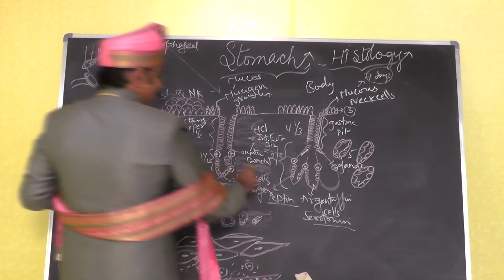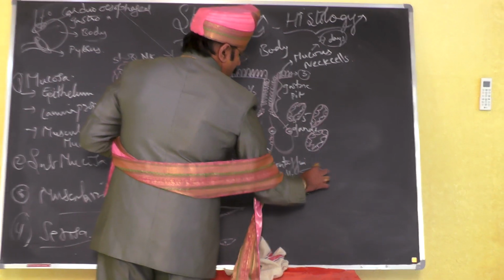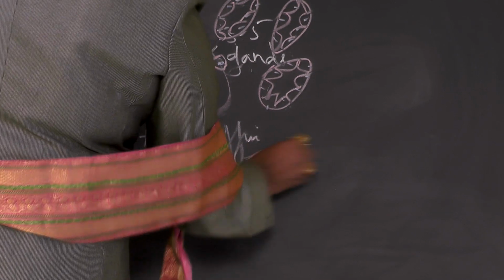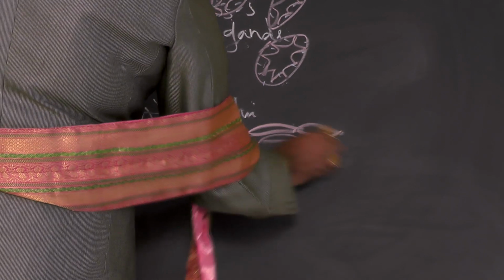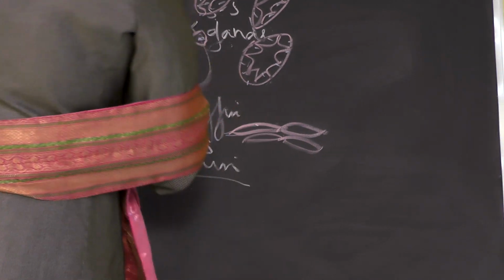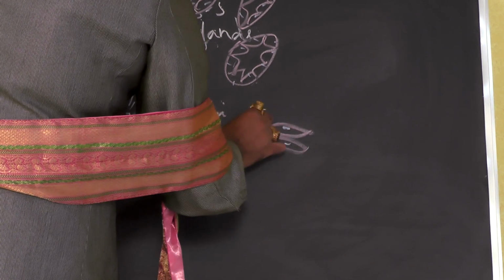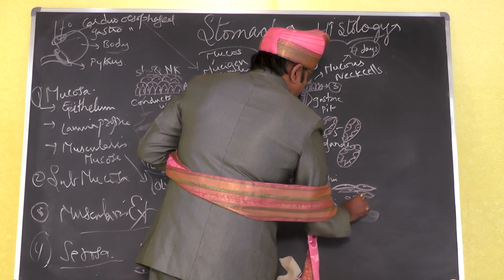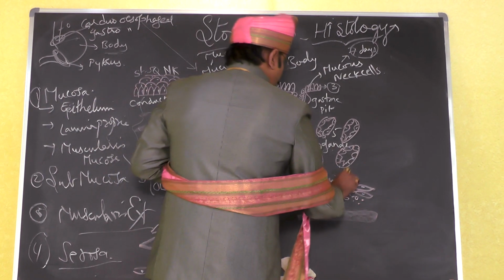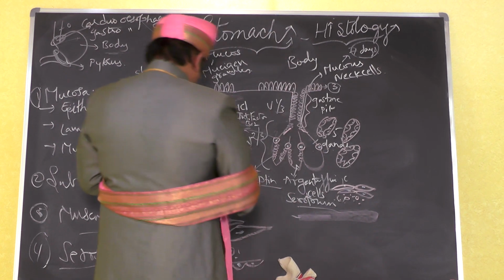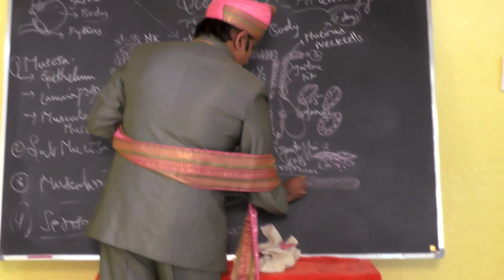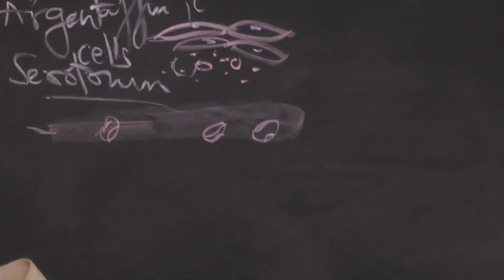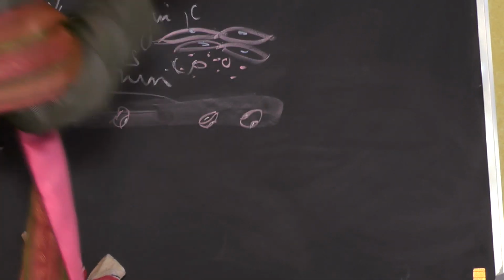Now here, in the same way, we have the muscularis externa. What is the muscularis externa showing? It is showing the inner circular muscle coat, and here you have got the outer longitudinal muscle coat, followed by the submucosa. What is the submucosa showing? It is showing some blood vessels, some connective tissue fibers and some small mucous or serous glands. That's all.